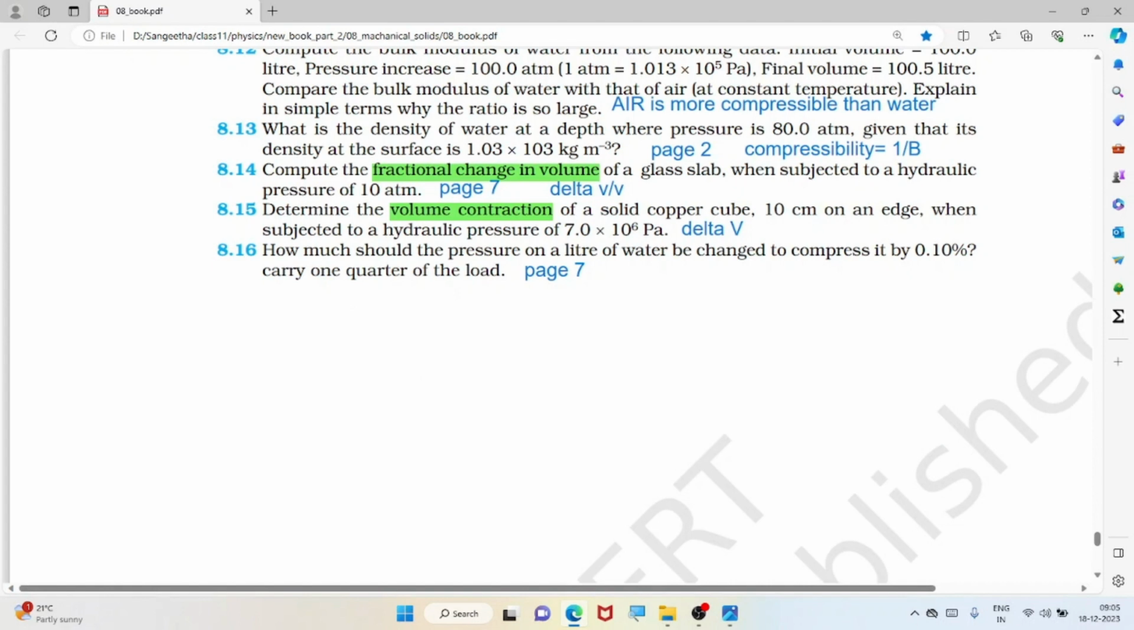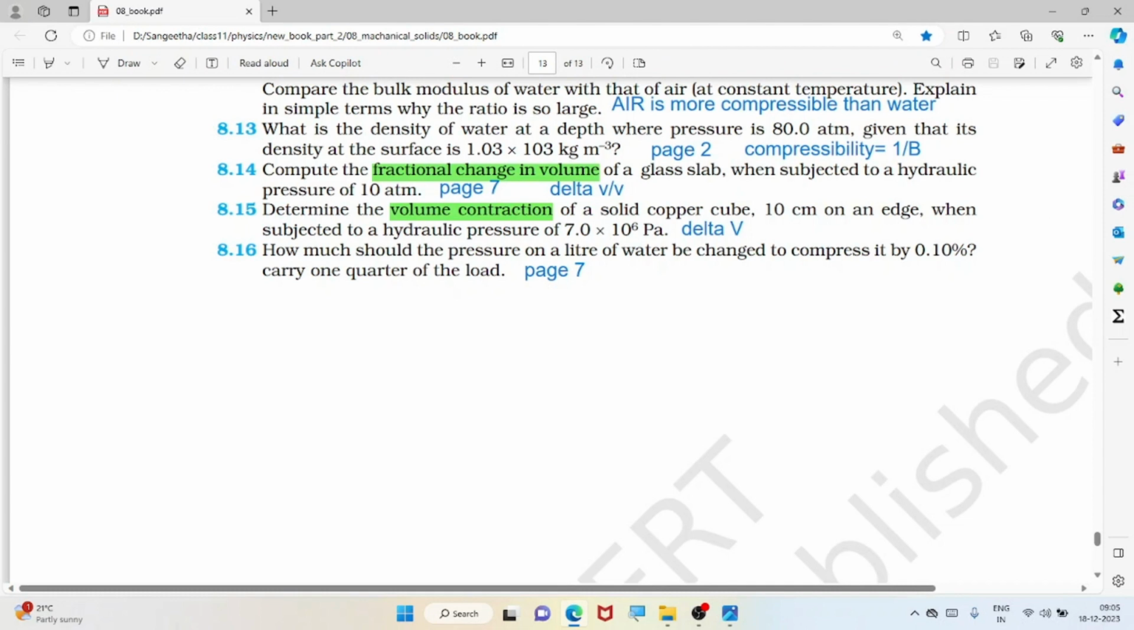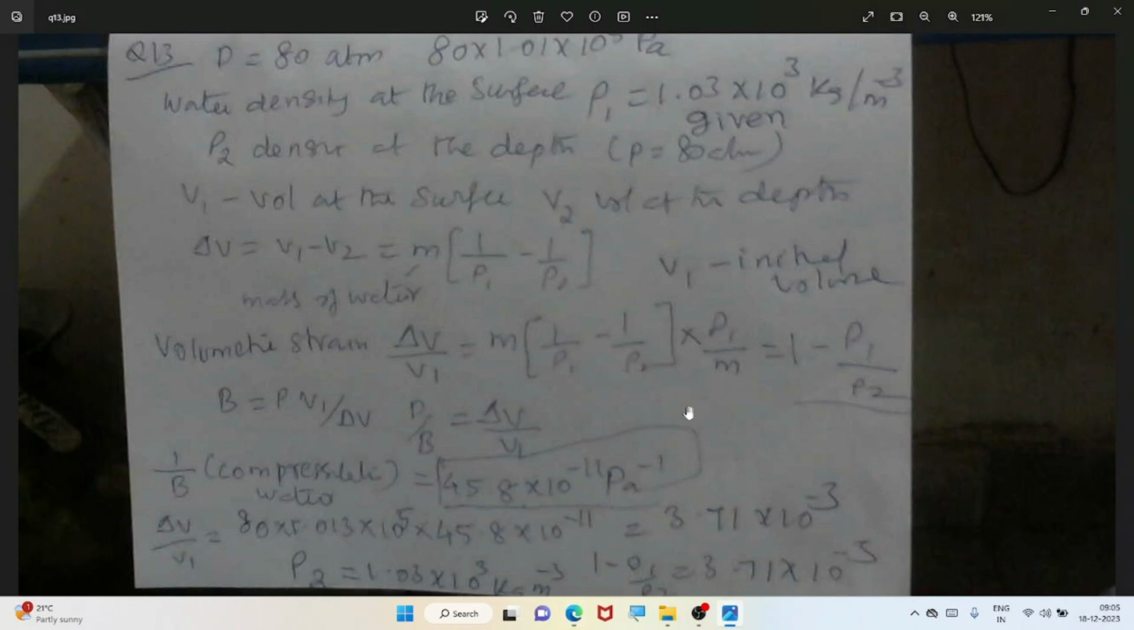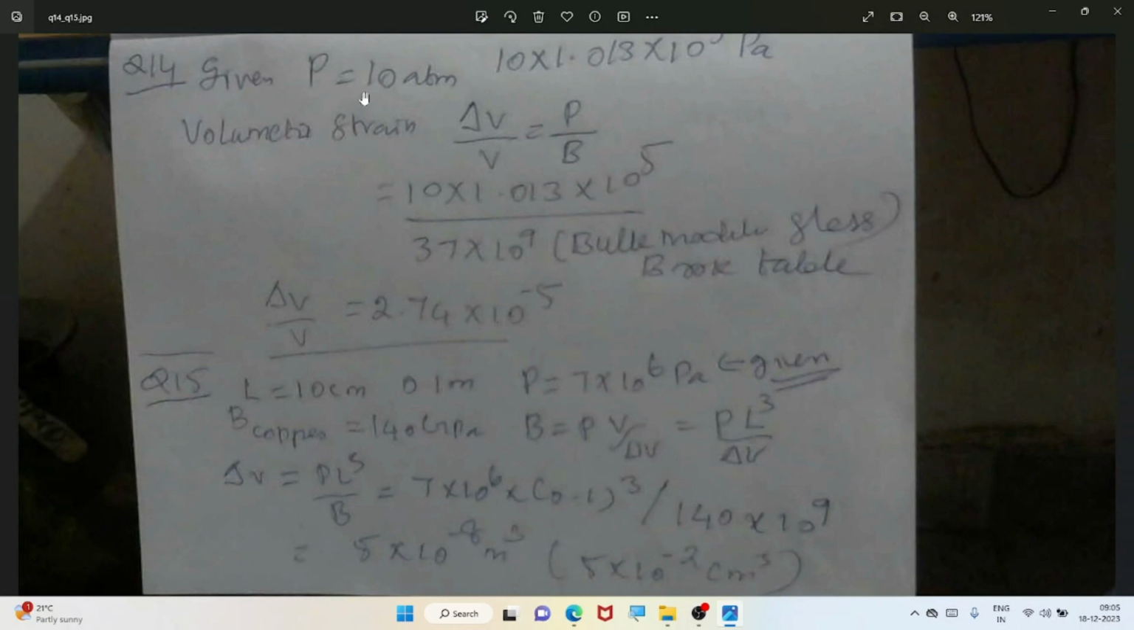Compute the fractional change in volume, that is delta V by V, of the glass slab when subjected to the hydraulic pressure. So hydraulic means this is a volumetric strain. P is given pressure, so we are converting into Pascal. Volumetric strain delta V by V equal to P by bulk modulus. P is given, bulk modulus of the glass. Okay, the delta V by V we find out.